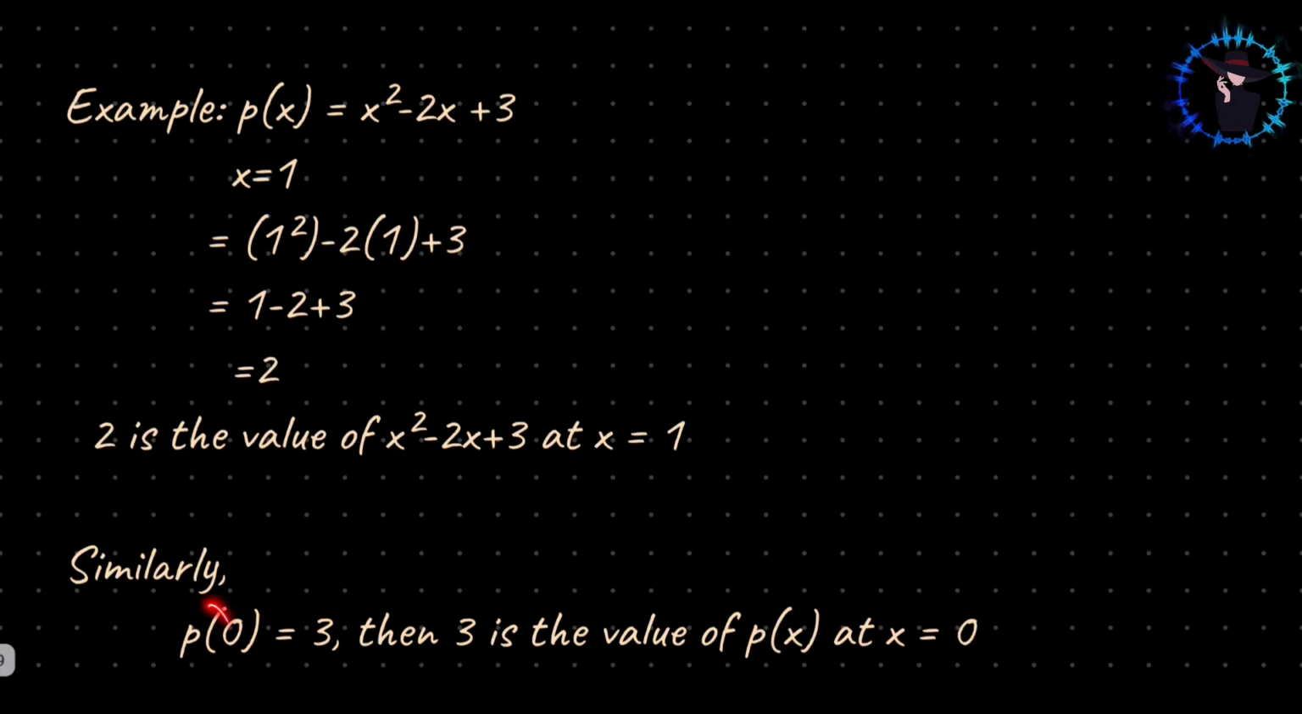Similarly, if we take p of 0 instead of x, we got 3. Then 3 is the polynomial value at x equals 0, because when we take 0, we got the value 3. We can take any number here and find the value.